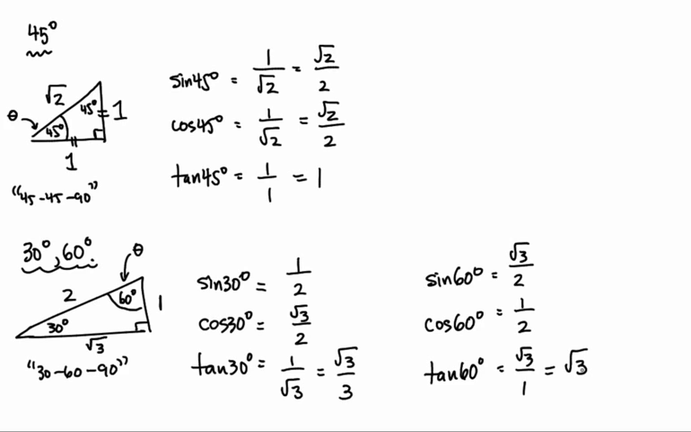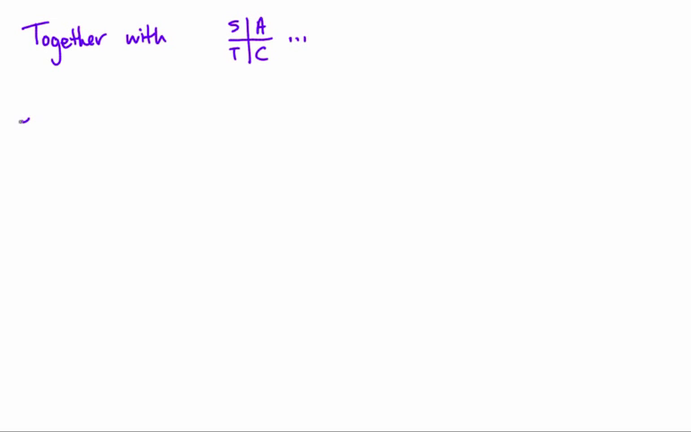So it's important that you understand how we get these 45, 30, and 60 degree ratios for sine, cosine, and tangent, which really means memorizing these two triangles, the 45, 45, 90, and the 30, 60, 90 triangle. Let's put this all together with the ASTC rule that we did in a previous video. We can start solving some questions.